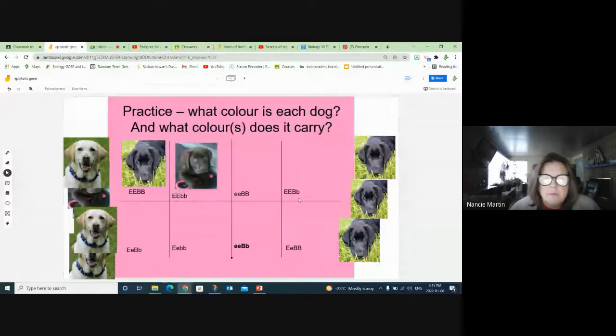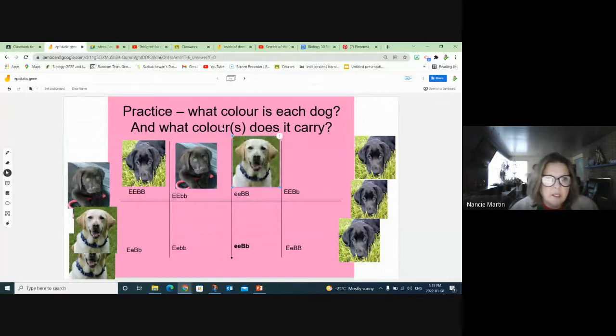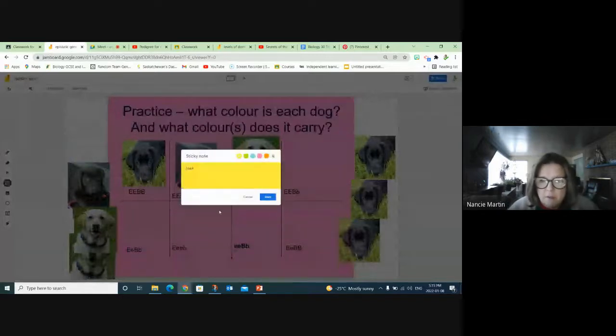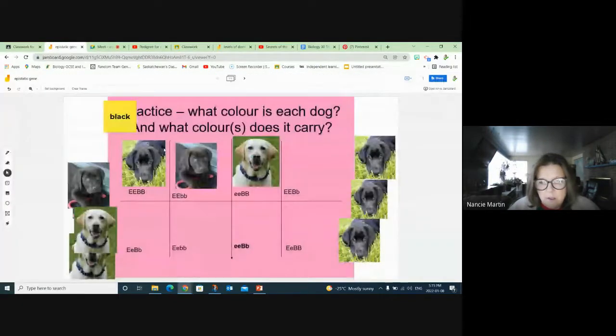Now this one here has 2 big B's, so that would be a black lab, except it's got 2 recessive epistatics here. So we know that's a yellow lab. Now here's where you have to do something else. It says, what color does it carry? So now we would have to get a sticky note and put in the fact that it carries black. There. Carries black, meaning it can pass black along to its puppies, right?